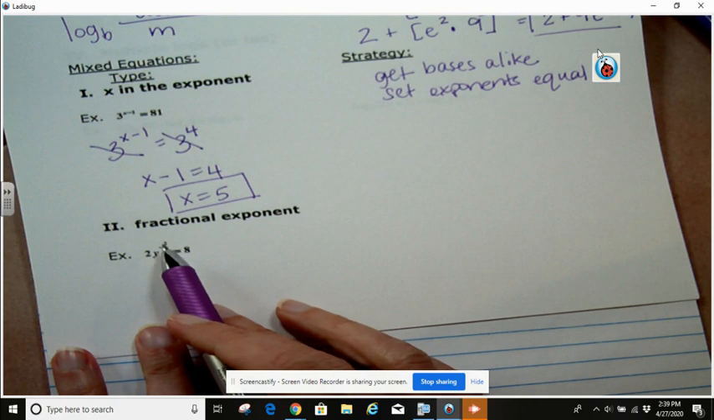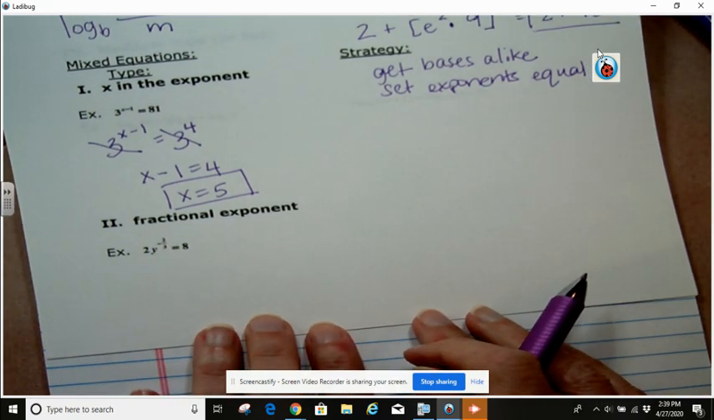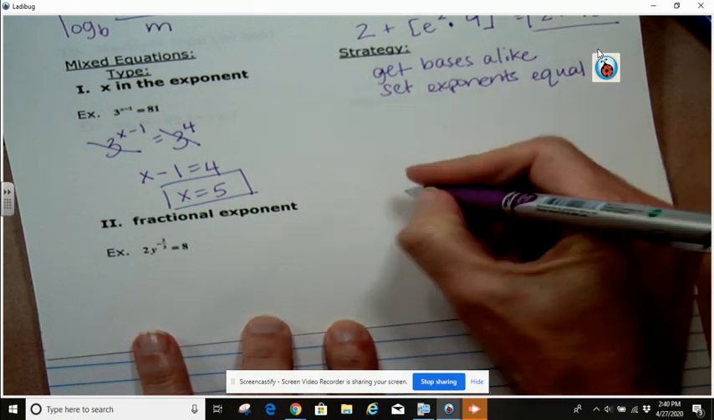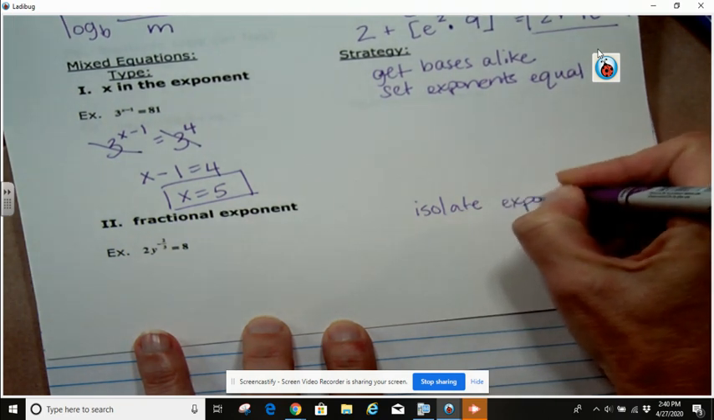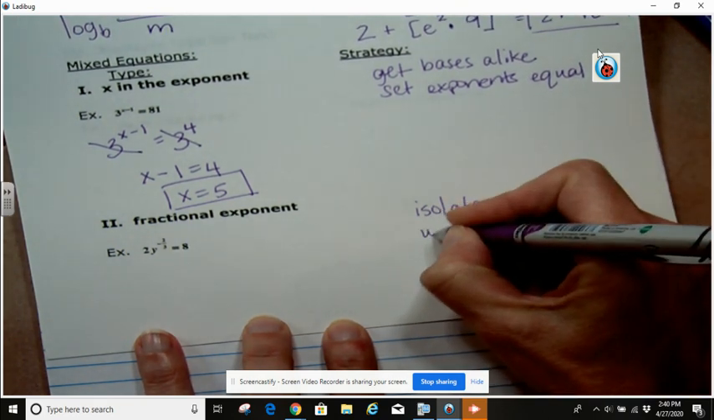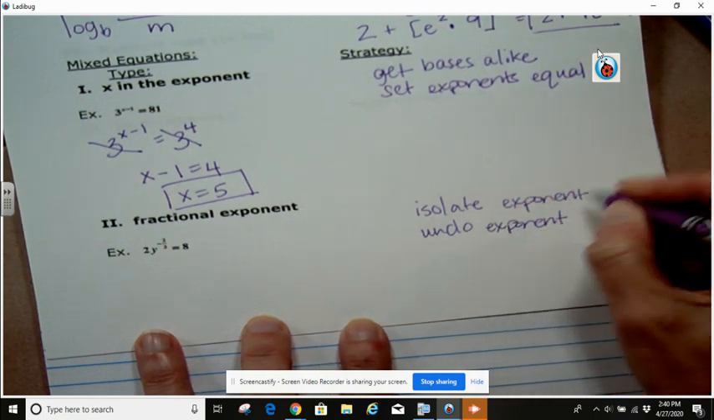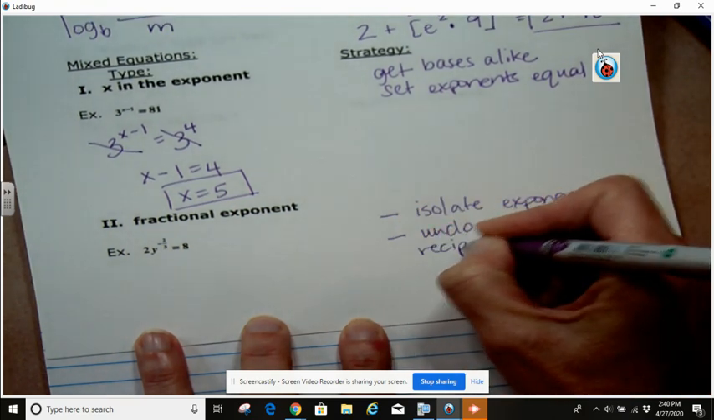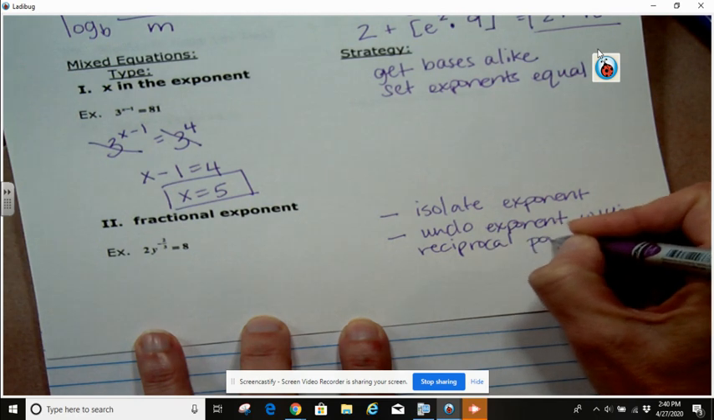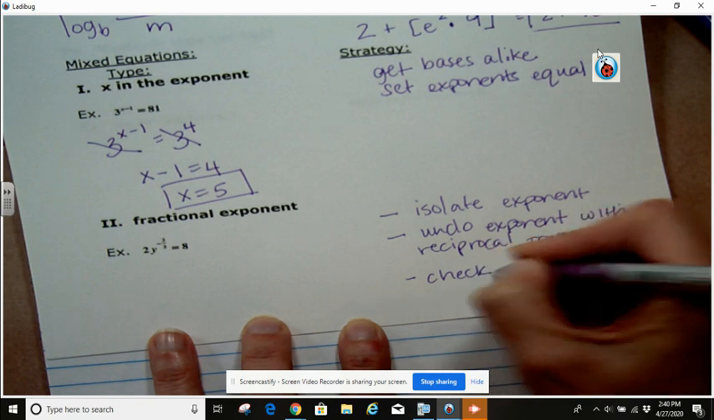The next example is a rational, which is a fractional exponent. So again, we did those actually a couple times this year. So the first step is to isolate the exponent. Then we undo the exponent with the reciprocal power and check for plus or minus.